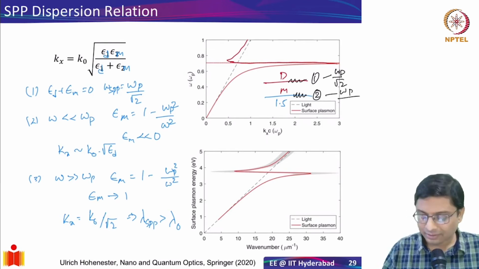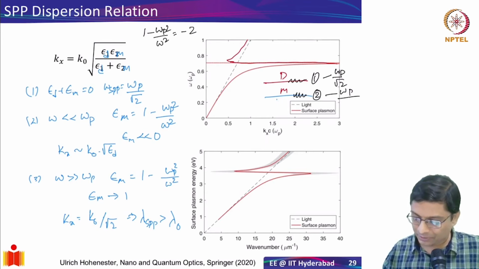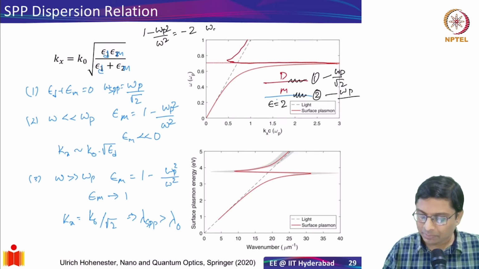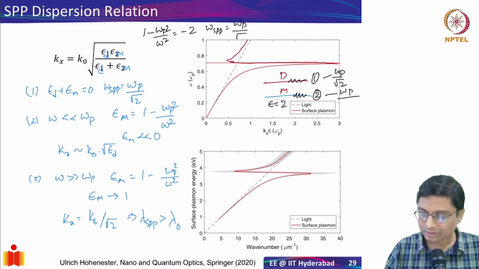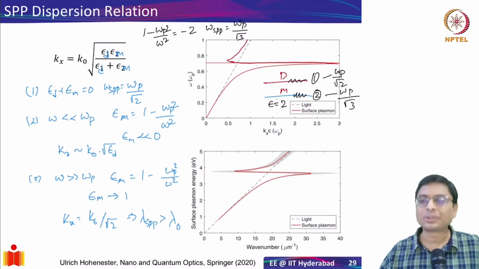Omega p by... 1 minus omega p square by omega square is going to be minus 2 now, right? Just take epsilon as 2, okay? 2 plus 1, so 3. So now omega SPP is going to be equal to omega p by root 3, okay? Root 3. So that has a lower frequency, isn't it?